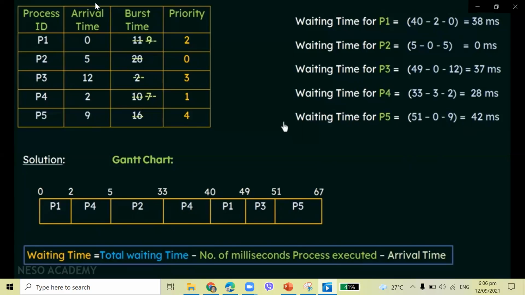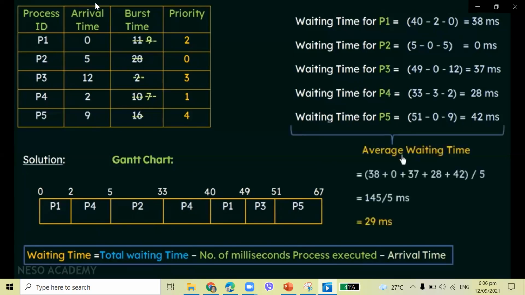Now calculation of the average waiting time is very easy. So the average waiting time is 38 plus 0 plus 37 plus 28 plus 42 divided by the number of processes, which is 5. So that gives us 145 divided by 5, which is 29 milliseconds. So this is the answer to our question.